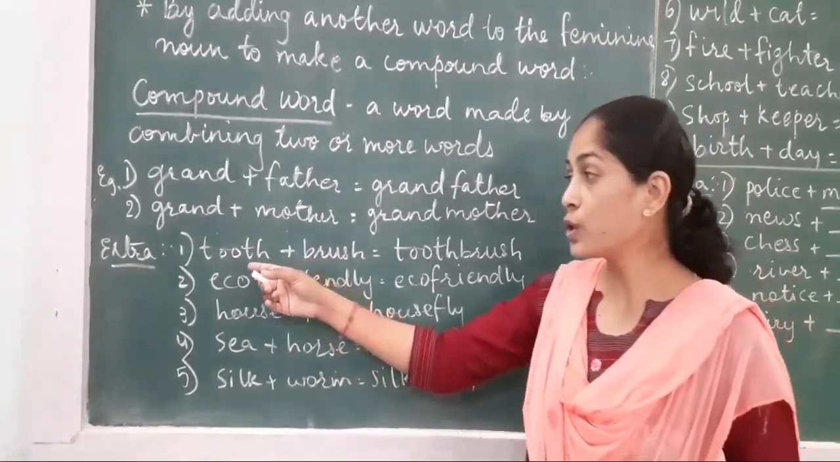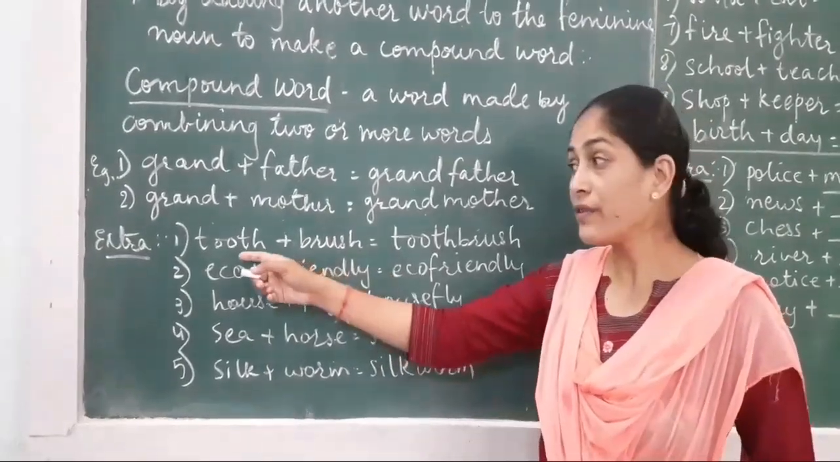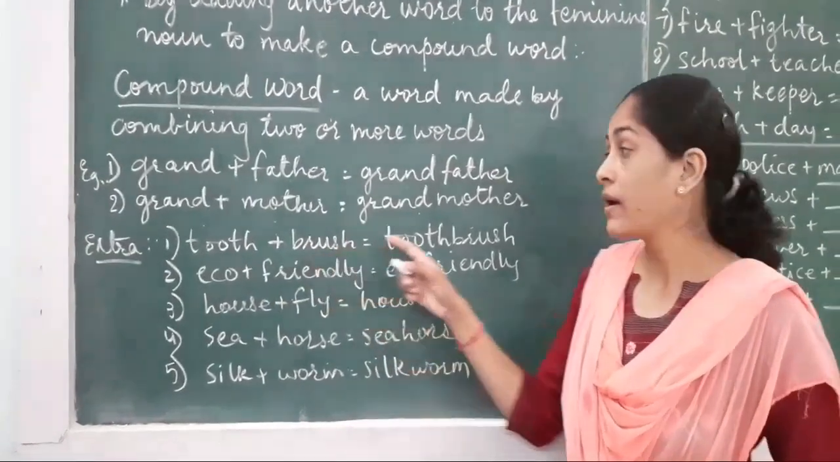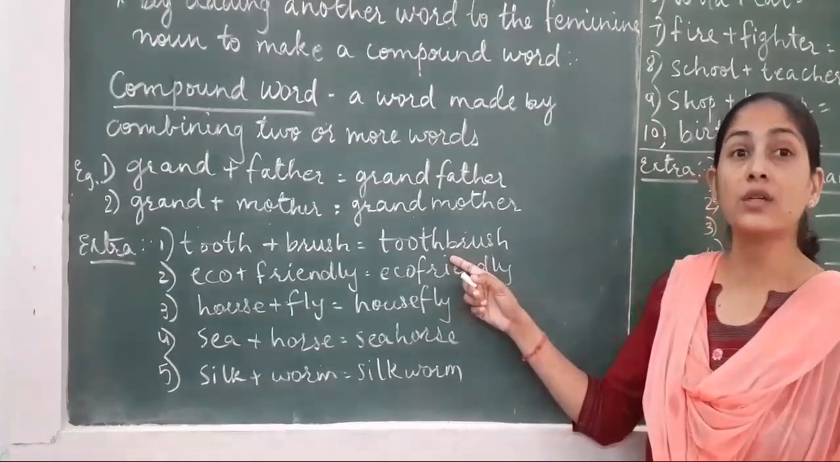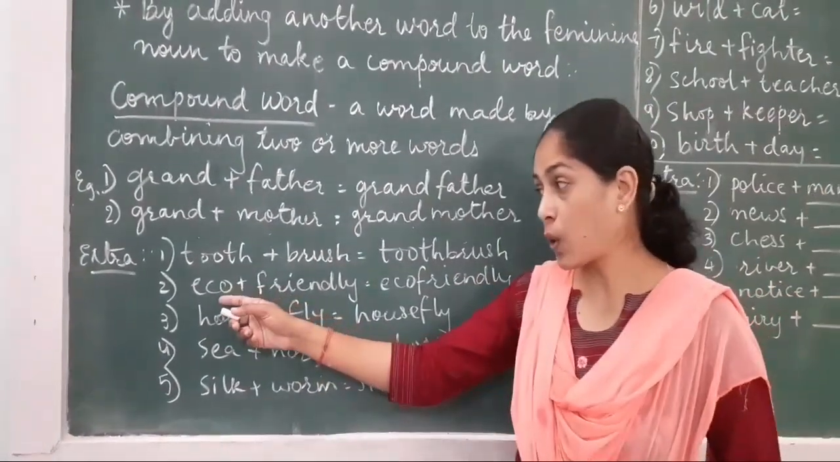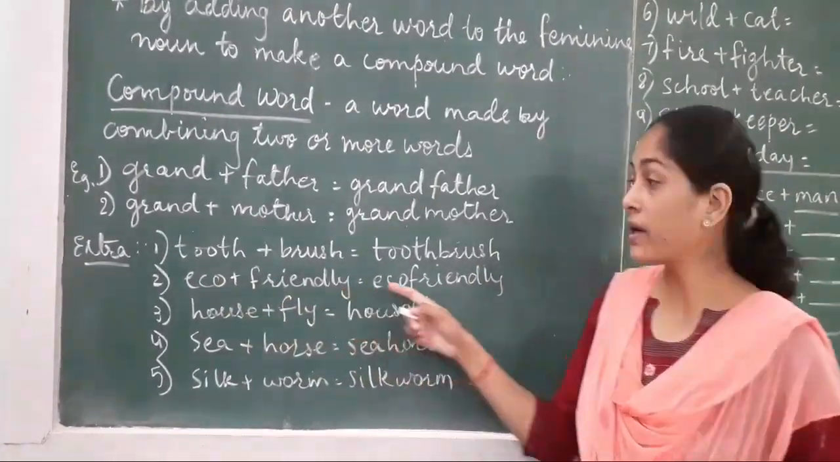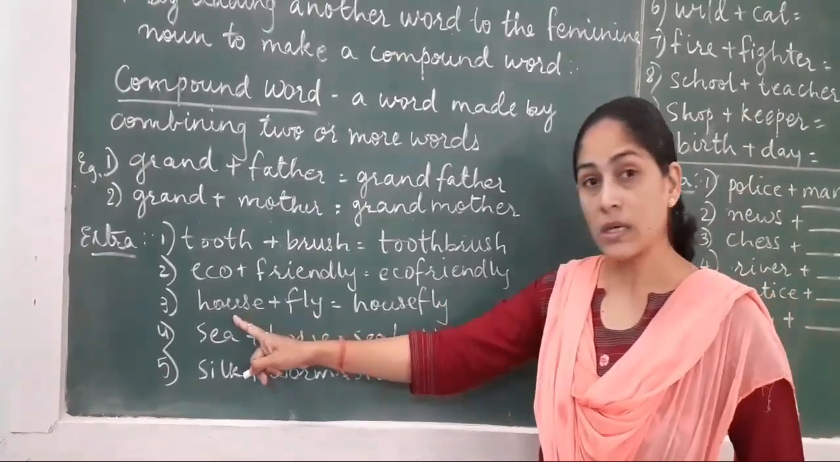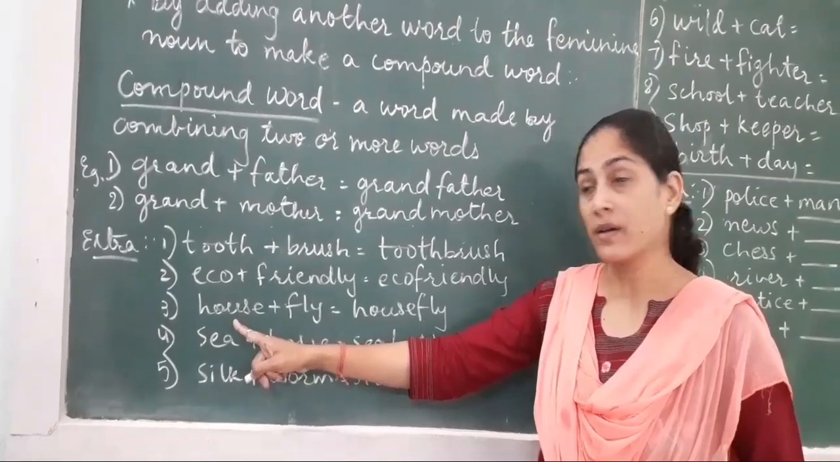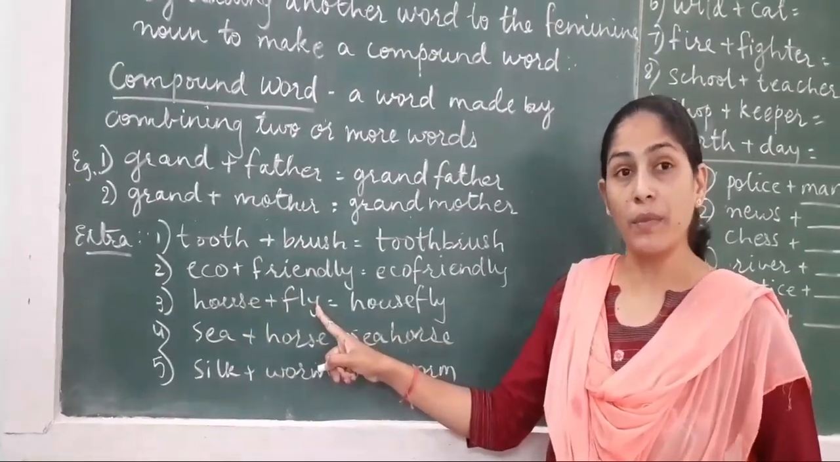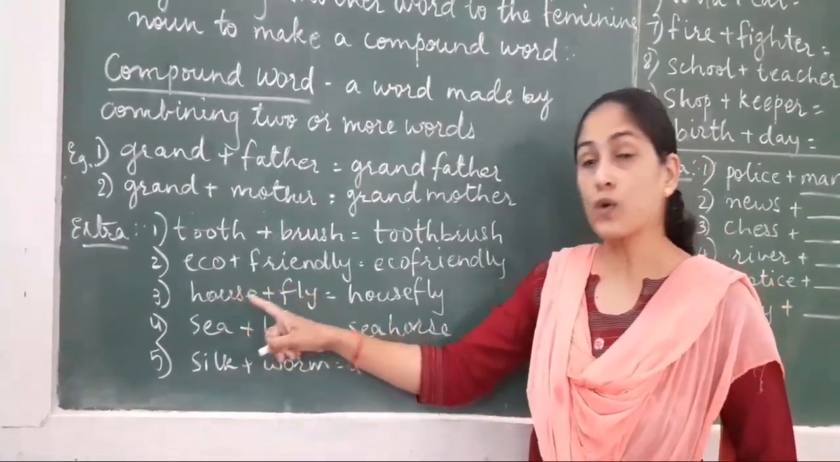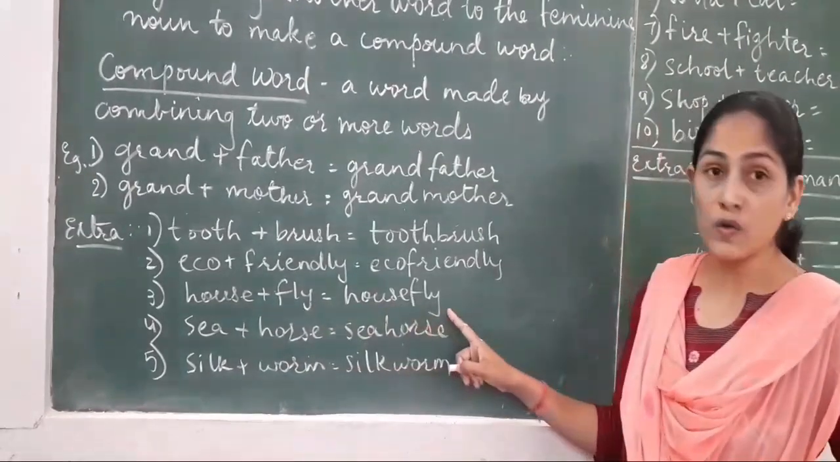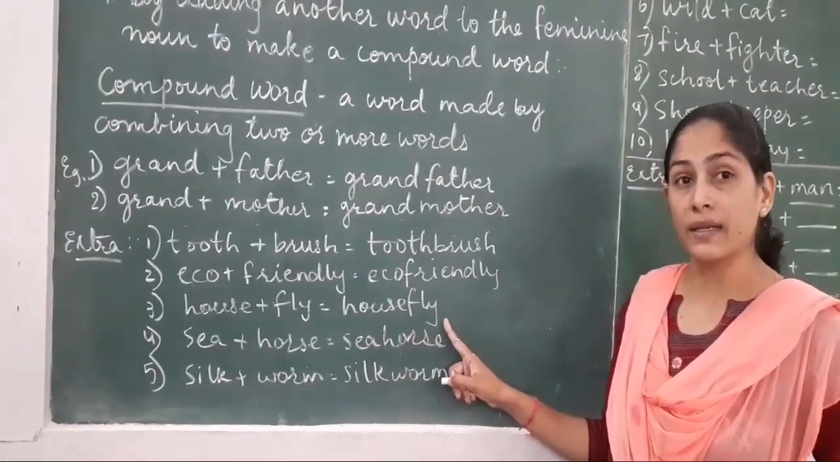First one, tooth plus brush. When we combine these two words, we make a new word, that is toothbrush. Same way, eco plus friendly. New word comes into existence, eco-friendly. Third one, house. House we know, हमारा घर. Fly we know, मक्खी. But when we add house plus fly, that makes housefly. यानी मक्खी की बात कर रहे हैं.